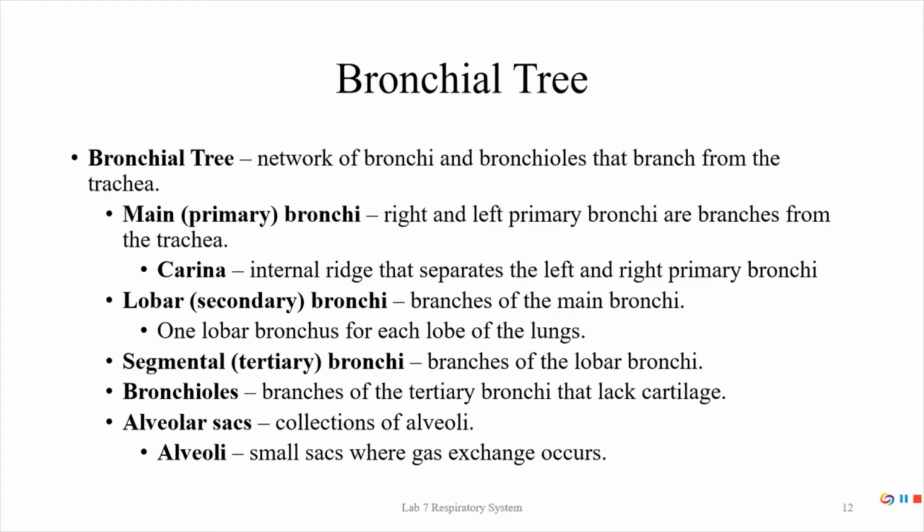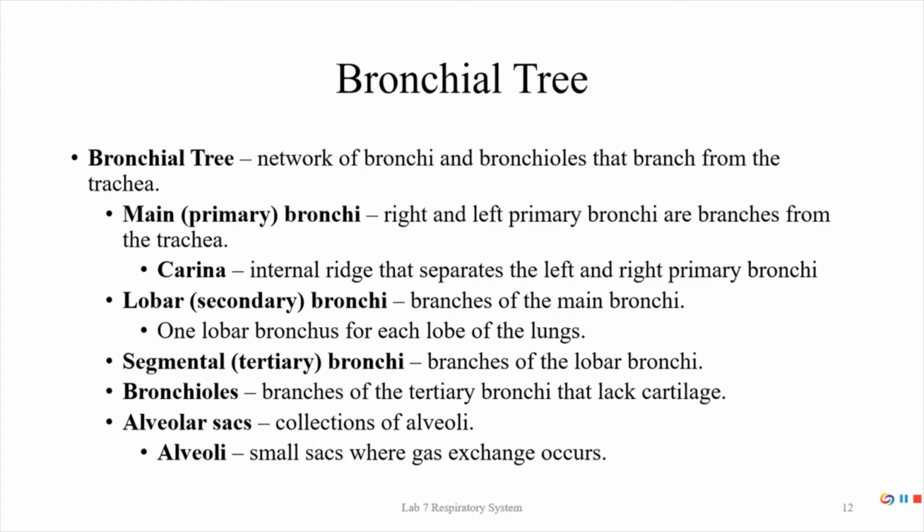And then the segmental, because they actually go to what's called bronchopulmonary segments. So we also call them tertiary bronchi. They're branches off your lobar. And then off of our tertiary bronchi, there's what's called bronchioles. And the bronchioles are much smaller. They lack cartilages, so they are very sensitive to spasms and things like that. And oftentimes with bronchioles, you can have some obstruction going on there.